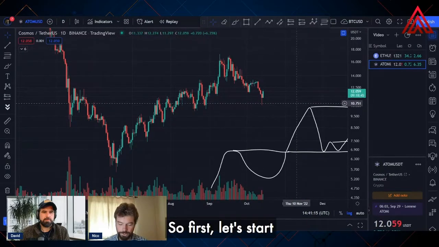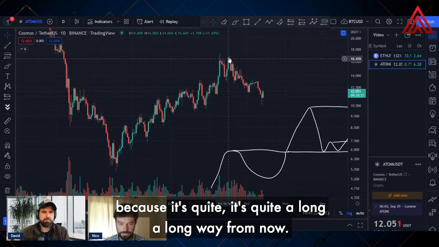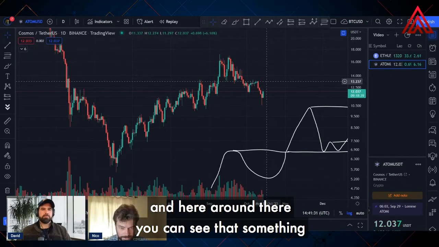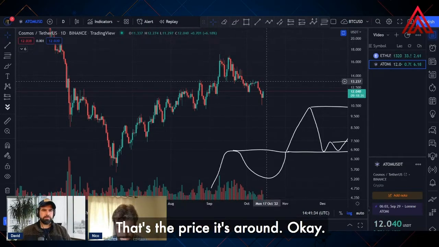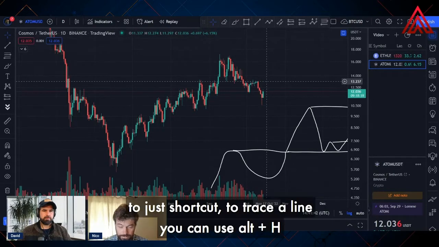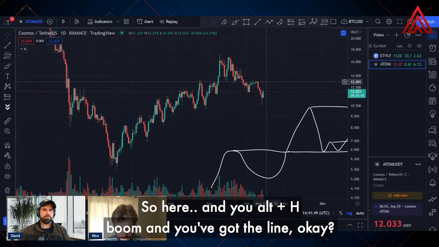Okay, so first, let's start with our major one, which at the moment, I'm not going to go all the way up there because it's quite a long way for now. But let's look at something a bit closer to our actual price. And here, around there, you can see a price. I'm going to start by tracing some lines on TradingView. A shortcut to trace a line: you can use Alt plus H. So you position your cursor here and you do Alt H, boom, and you've got a line.